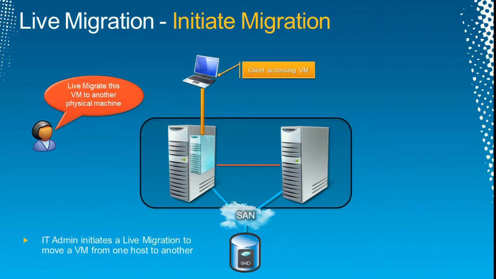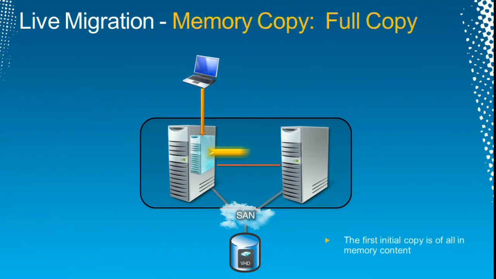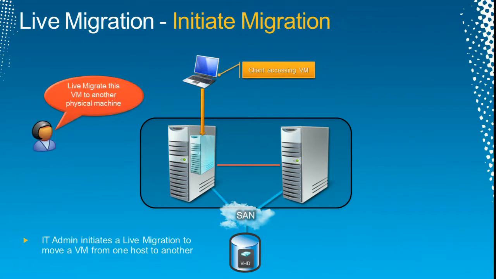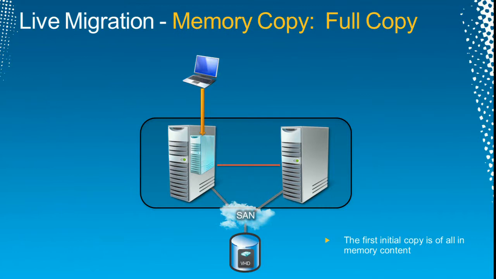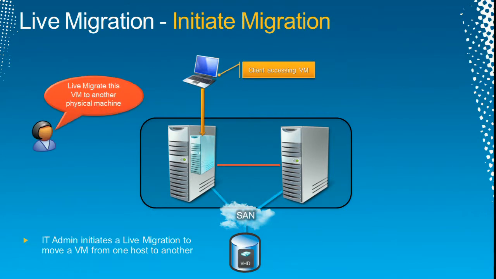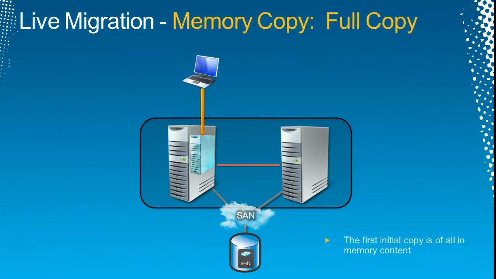So let's talk about what happens. Let me paint the scenario first. I have a 2-node cluster up and working. The VM is running on node 1. I have some client, on my little laptop, which is accessing the virtual machine. Let's say it's running SQL, which is accessing SQL running inside that virtual machine. I have a VHD, which is stored out on some shared storage out in the SAN. So the admin wants to go patch the server and says, live migrate.